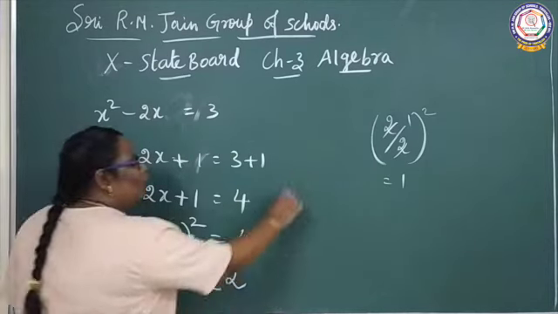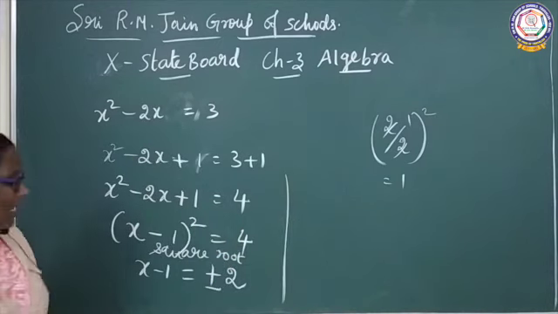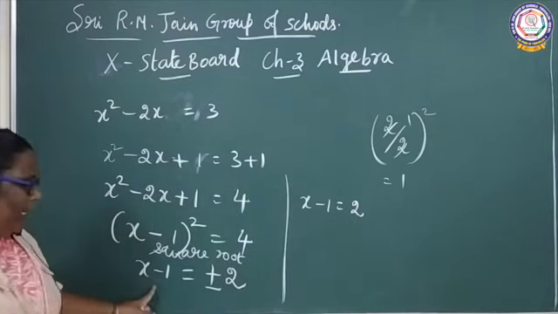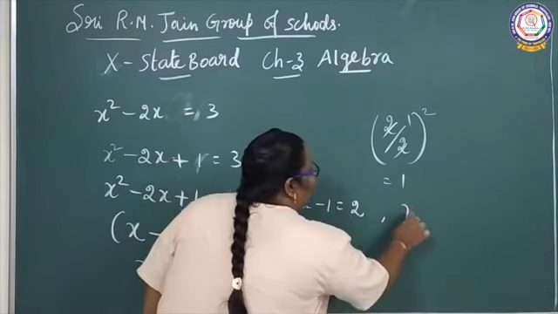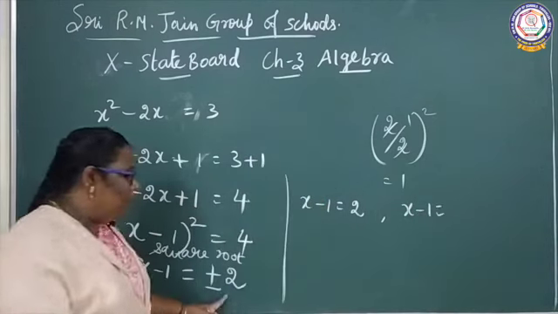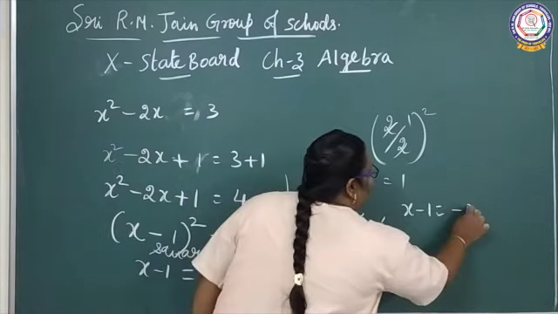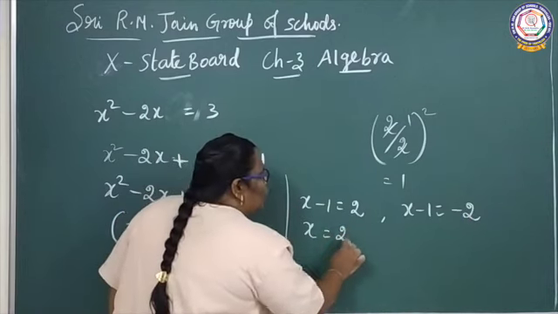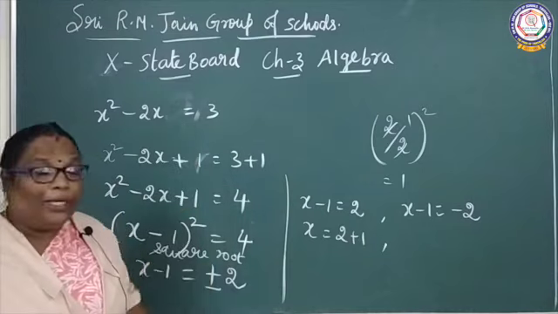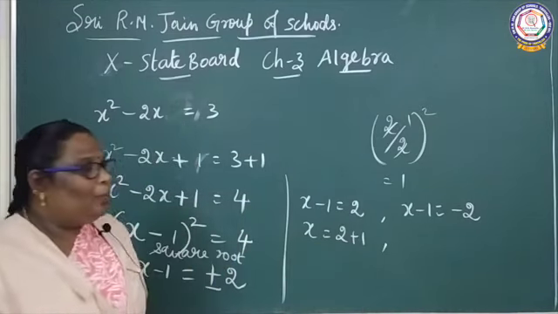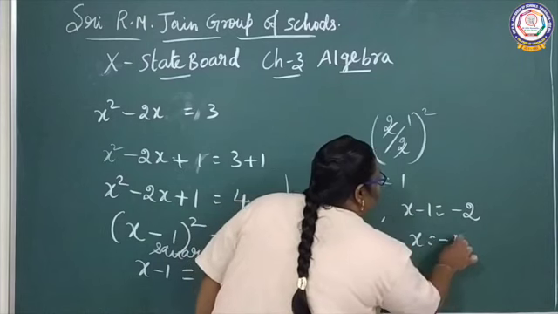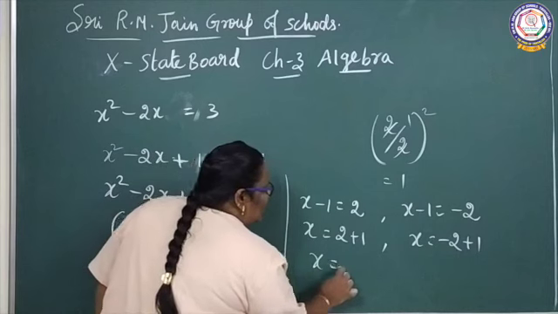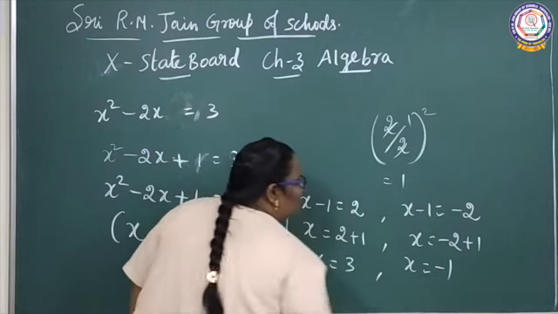Now you can equate. x minus 1 equal to 2. x minus 1 equal to minus 2. x equal to 2 plus 1. You bring minus 1 to the next side. x equal to minus 2 plus 1. Minus 2 plus 1, x equal to 3, x equal to minus 1.